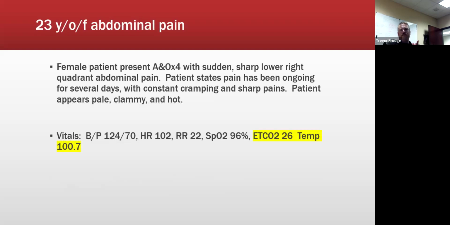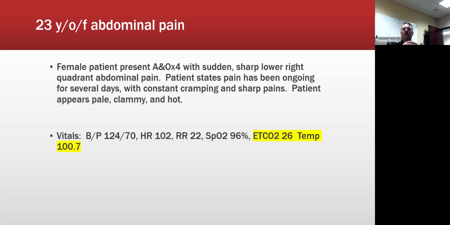So let's look at another one. So we go on a 23-year-old female with abdominal pain. She presents alert and oriented with sudden, sharp lower right quadrant abdominal pain. So lower right quadrant, sharp. Her pain's been ongoing for several days. She's got constant cramping and sharp pains. She's pale, clammy, and hot. Her BP is 124/70, heart rate's 102, respirations are 22, O2 96. She's got a capno of 26 and a temp of 100.7.